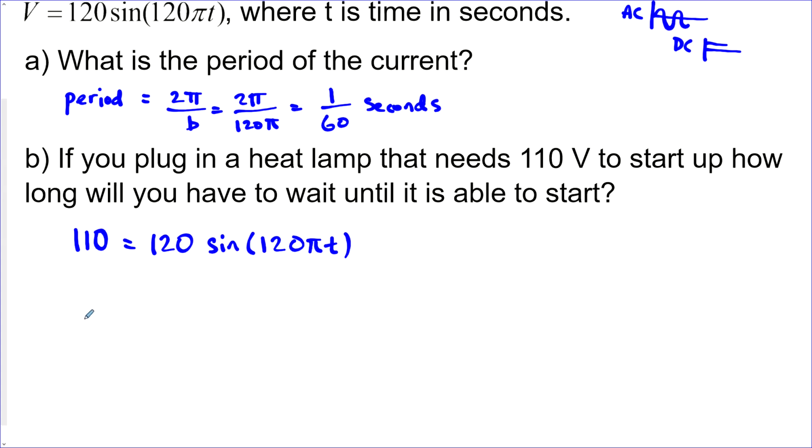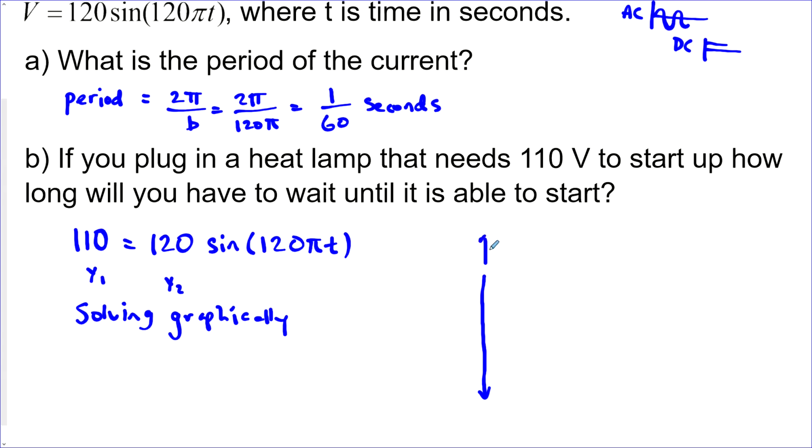Now I'll solve this graphically by putting this in y1 and this into y2. Let's just give a quick sketch of what we expect to see graphically. So our y-axis would be measured in volts, and this would be time measured in seconds. We have a sine function here with no reflections. That means it starts at its midline going up. The midline is the d value, and in this case the d value is 0. So we'll be starting here and going up.